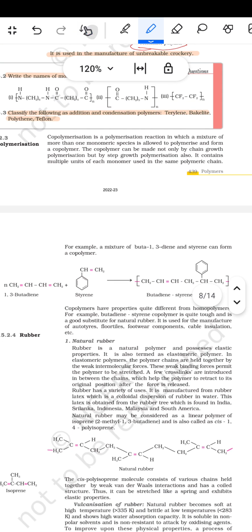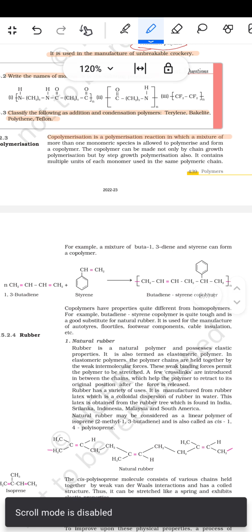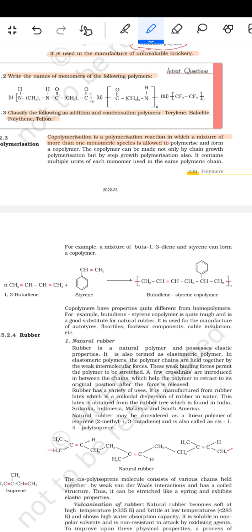Copolymerization is a polymerization reaction in which a mixture of more than one monomeric species is allowed to polymerize and form a copolymer. The copolymer can be made not only by chain growth polymerization but by step growth polymerization also. It contains multiple units of each monomer used in the same polymeric chain. For example, a mixture of buta-1,3-diene and styrene can form the copolymer.